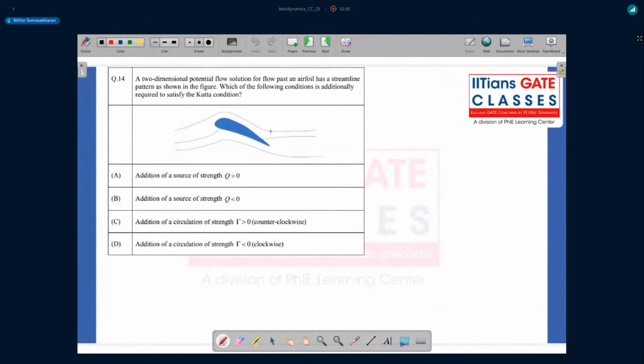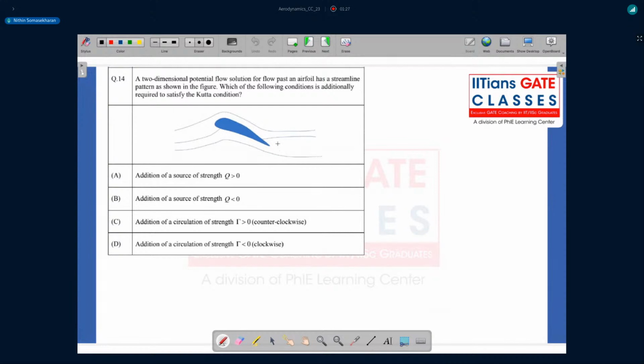So the first problem: a two-dimensional potential flow solution for flow past an airfoil has a streamline pattern as shown in the figure. Which of the following conditions is additionally required to satisfy Kutta condition? So there's a potential flow past an airfoil, and thus the streamline pattern as you see over here. So they're asking which condition is required to satisfy the Kutta condition.